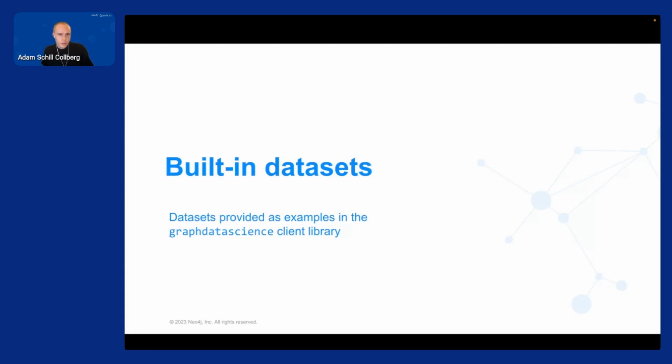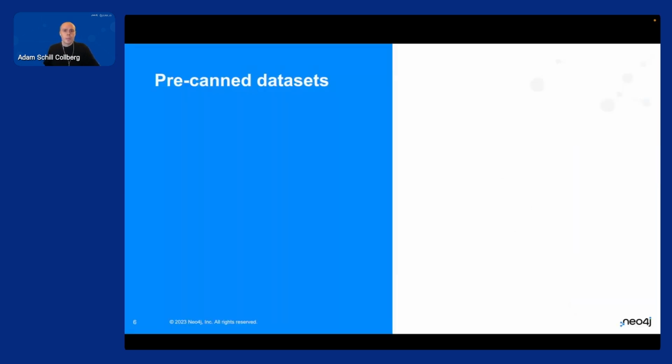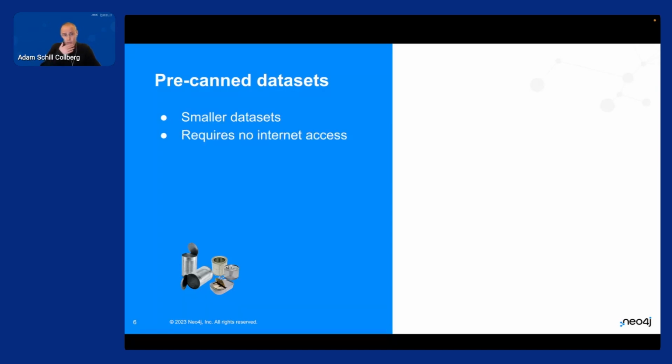Now let's go over the different kinds of data sets that the library comes shipped with, that you can just load into Neo4j. The first category we call the pre-canned data sets, and these are smaller data sets. They are built into the Python library artifact you get on your computer when you do pip install graphdatascience. For this reason, you don't need any internet access to use them. They're not hosted anywhere remotely.